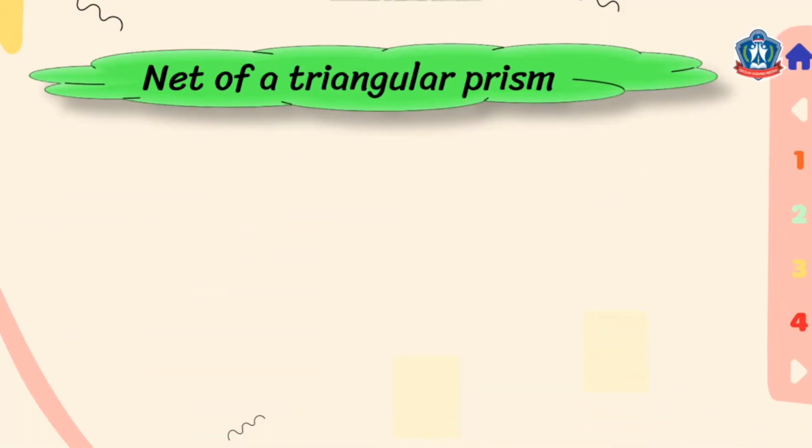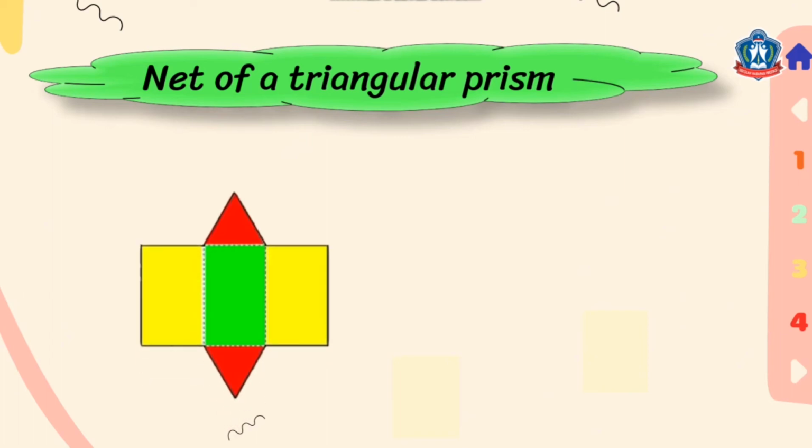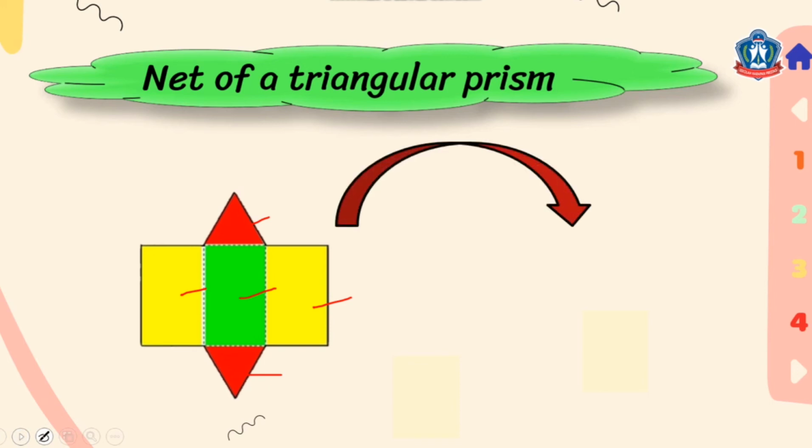Another is a net of a triangular prism like this. Look at the different 2D shapes. A triangular prism consists of 2 triangles on both ends and 3 rectangles on the side. So if you fold this, it will make a triangular prism like this. For the sides, here, you can also use a square.